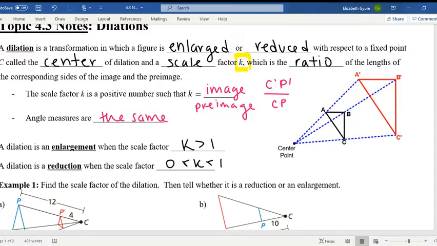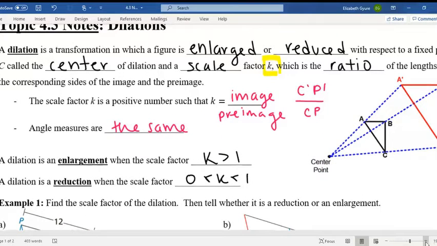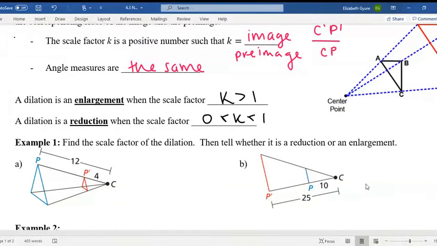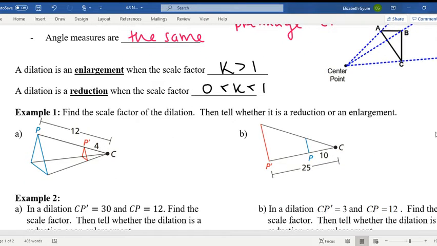And we tend to talk about our scale factors as fractions. If they're not written as fractions, that's okay. We could turn them into fractions, or decimals are fine too. I'll show you in a second. So we're going to find the scale factor of the dilation, then tell whether it is a reduction or an enlargement.